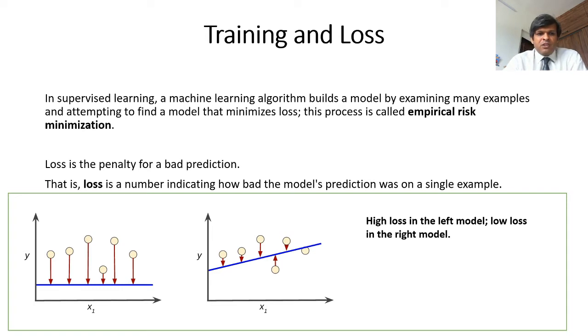To explain what loss is, let's look at the graphs here. In the first graph we have x1 and y, and we can see the red arrows which indicate the deviation of the actual value of y from the predicted value of y. On the right side, if you look at the line, you can see the length of the arrows is pretty short. The line indicates the predicted value of y and the yellow dots are the actual values of y. So the model on the left has a high loss, and the model on the graph on the right side has a low loss, as indicated by the red arrows.